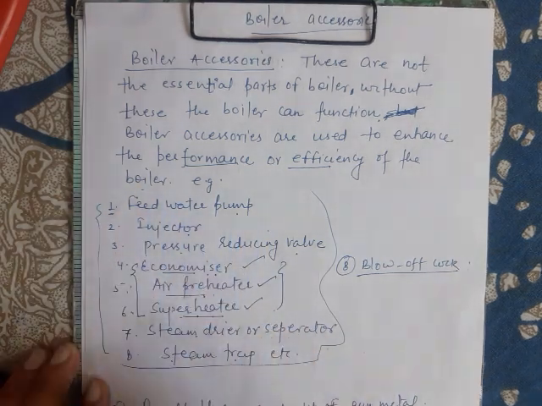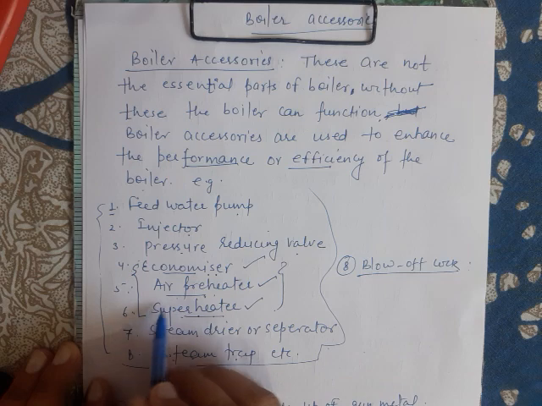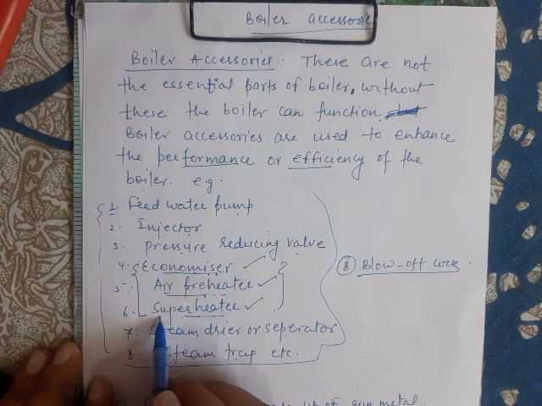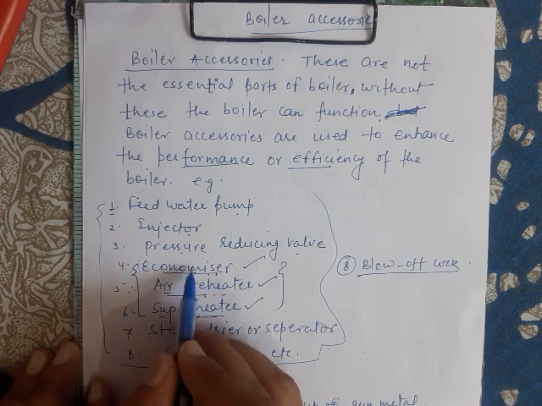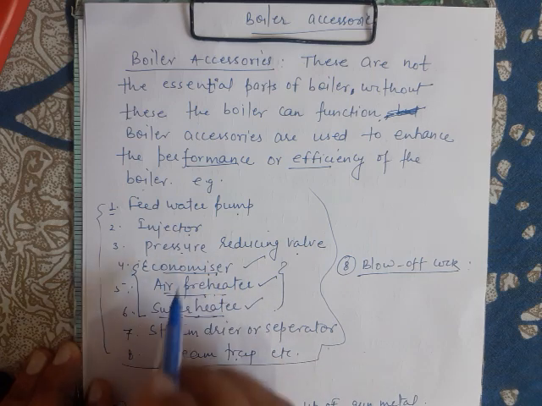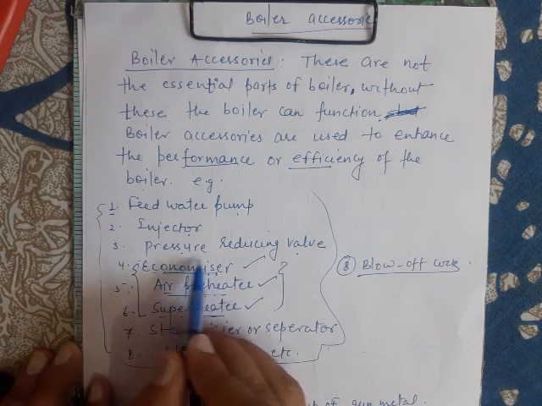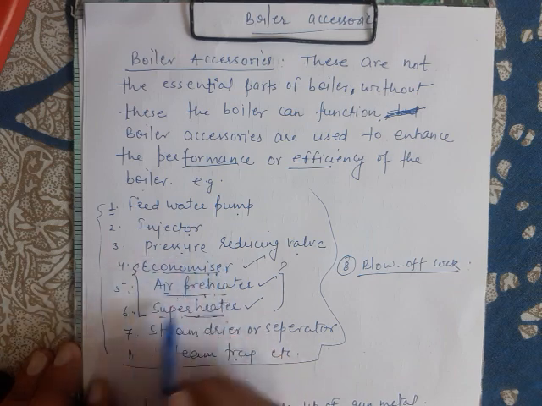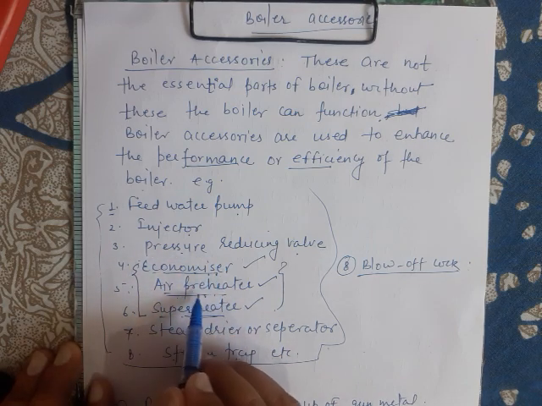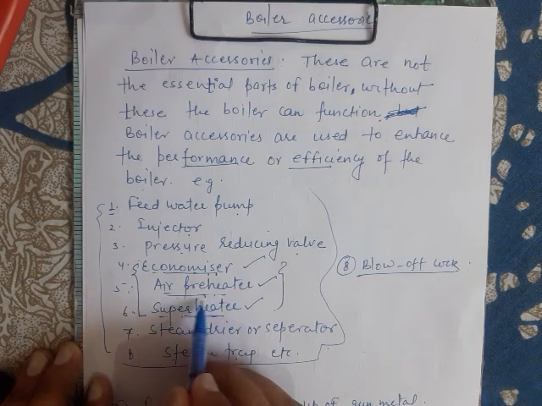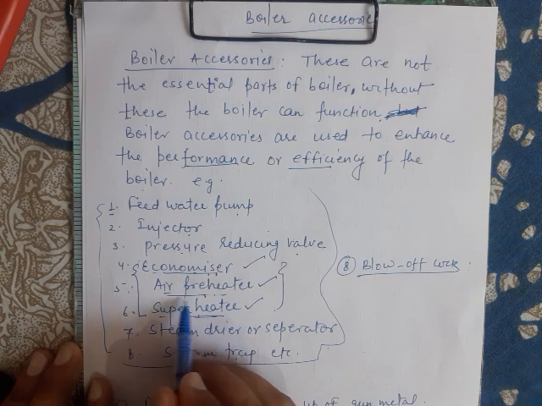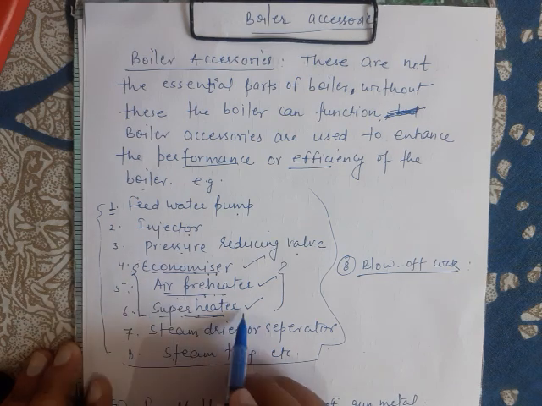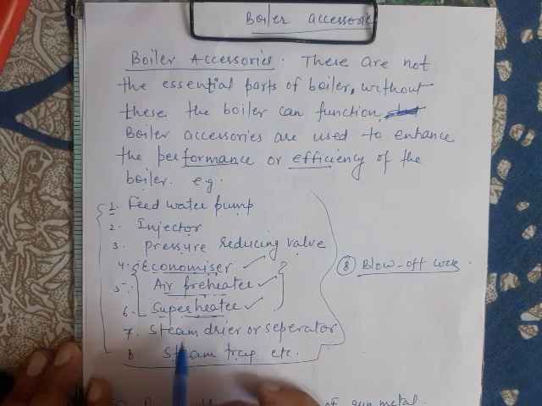Of these important boiler accessories, three most important boiler accessories are economizer, air preheater and superheater. Please note these 3 points very carefully. You have to remember these names. Economizer, which is a kind of water preheater. Air preheater, which is used to preheat the air before the air is supplied to the furnace. Superheater converts the dry and saturated steam into the superheated steam. Please note these three important boiler accessories. Rest of the boiler accessories will be understood with the help of a diagram of a simple boiler.